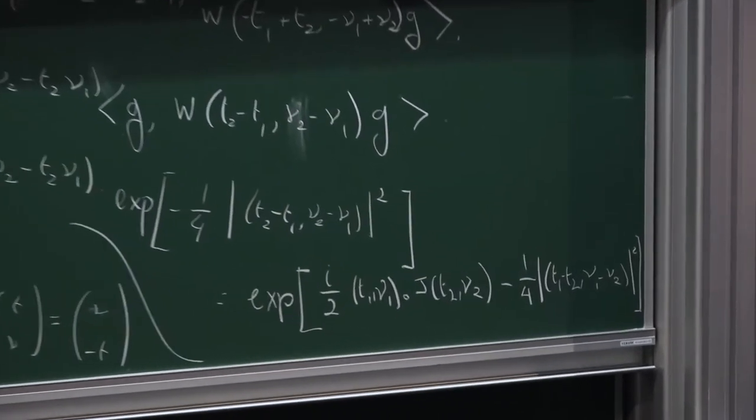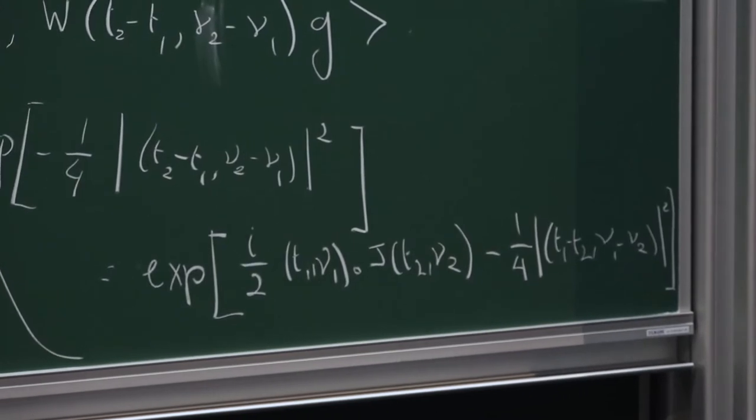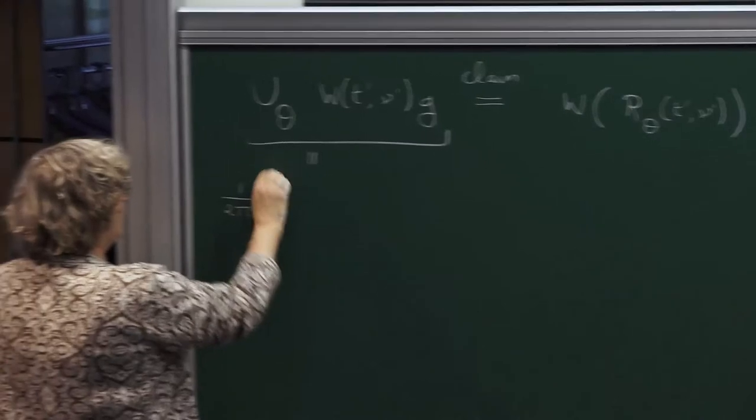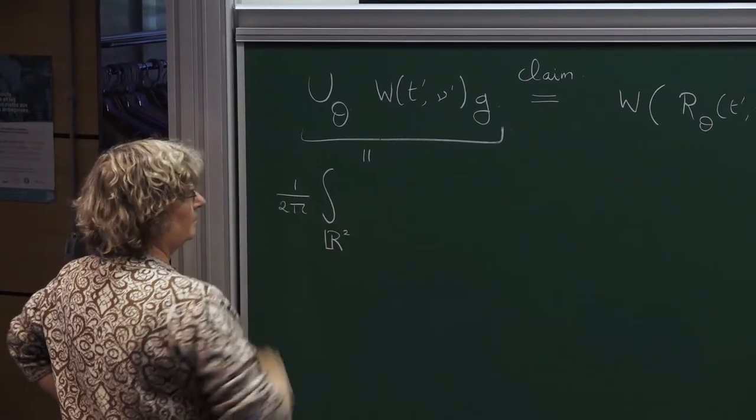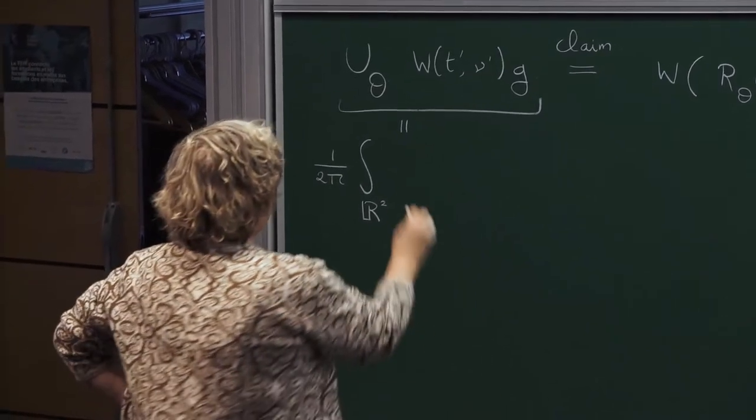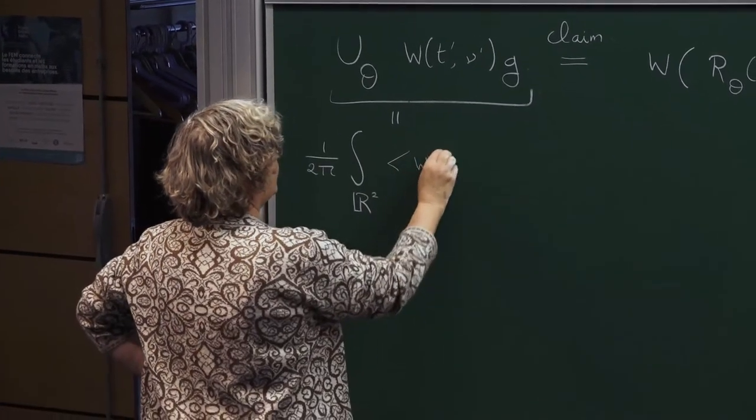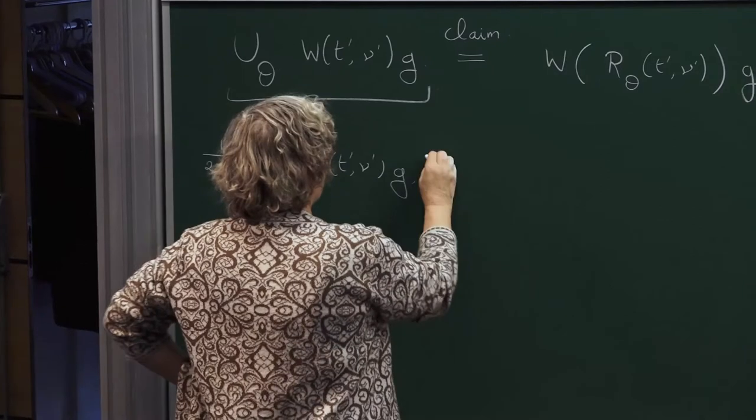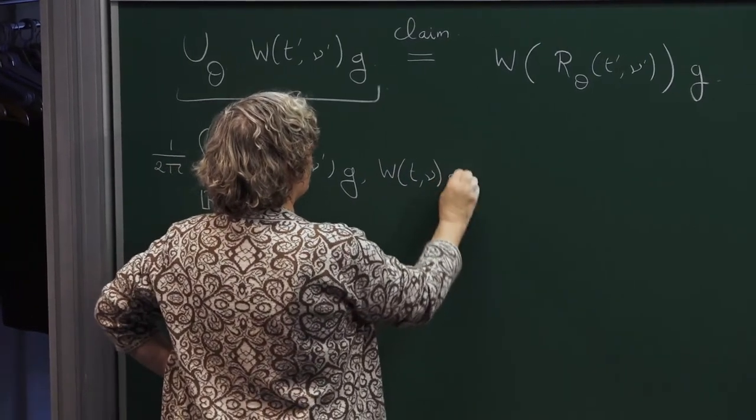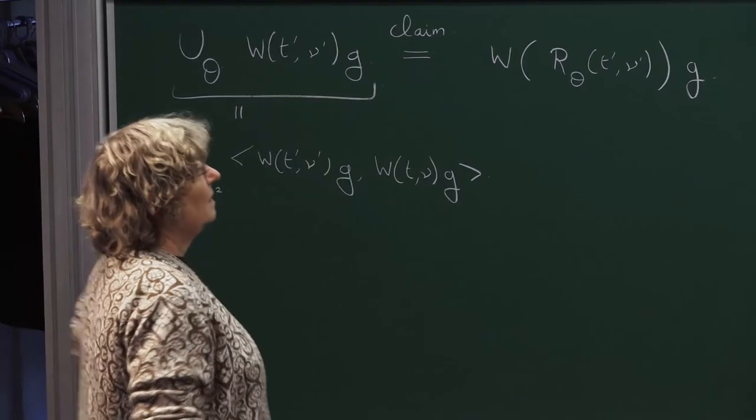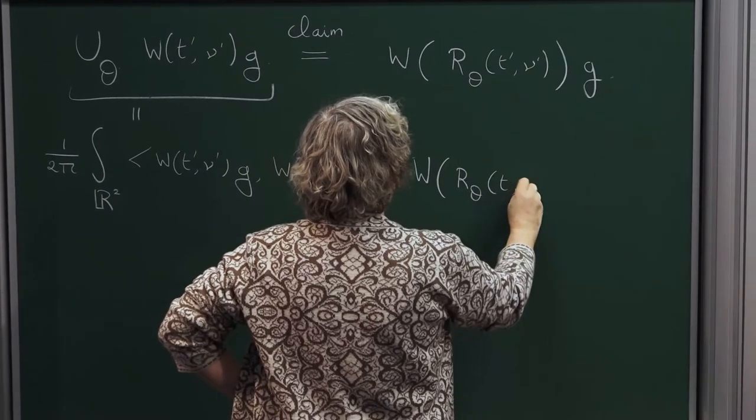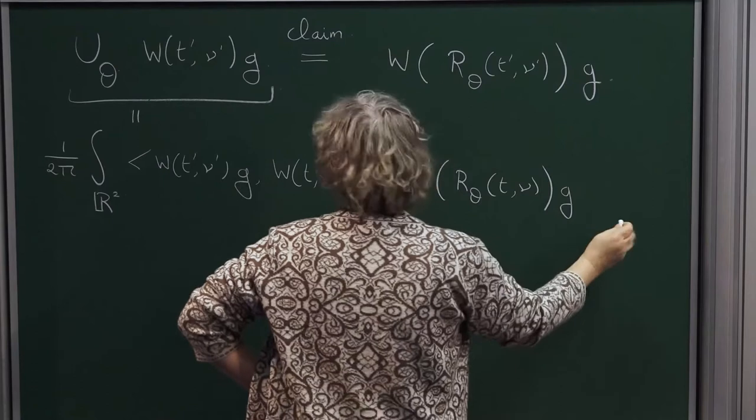So I'm going to use all that in order to look at what this left-hand side is. By my definition, this is 1 over 2 pi, integral over the whole plane. Of what? I take the inner product of W(t prime, nu prime) g with W(t, nu) g. And then I have here W(r theta (t, nu)) g, and I integrate.